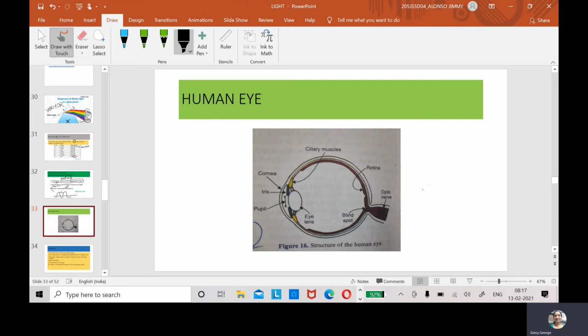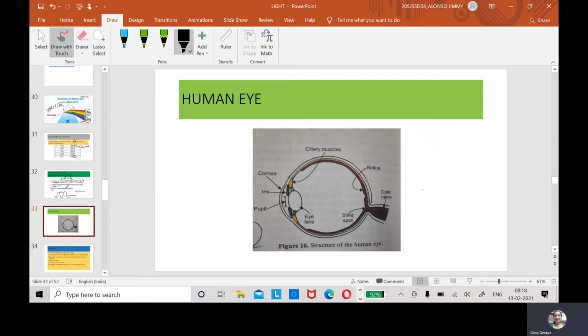You have studied the same thing in class 5, but here in 8th standard, you're going to learn each and every part in detail, and what the defects of the human eye are. You can see the parts displayed here, starting from cornea, iris, pupil, ciliary muscles, eye lens, blind spot on retina. Then the retina is there, and the optic nerve, the nerve which connects to the brain. These are the different parts of the human eye.